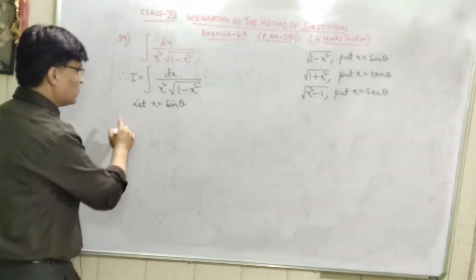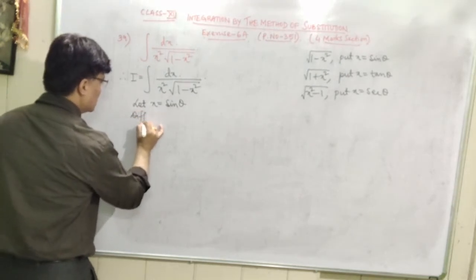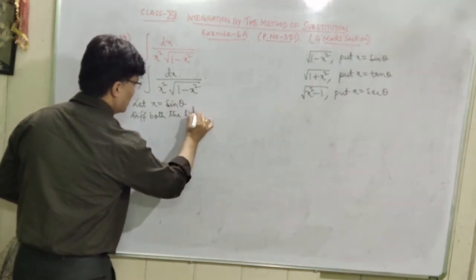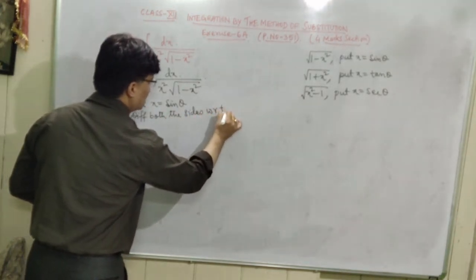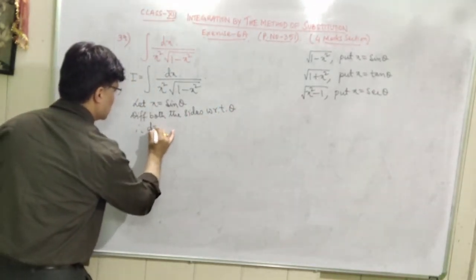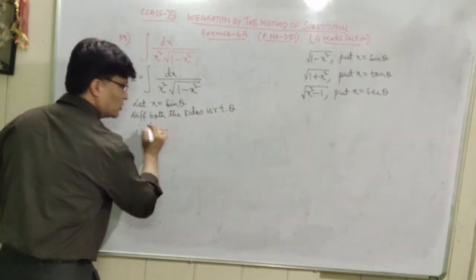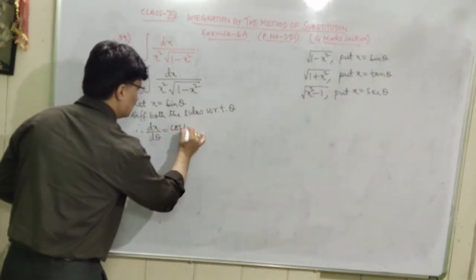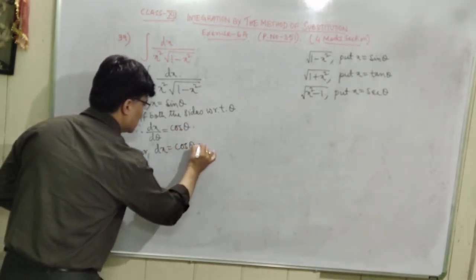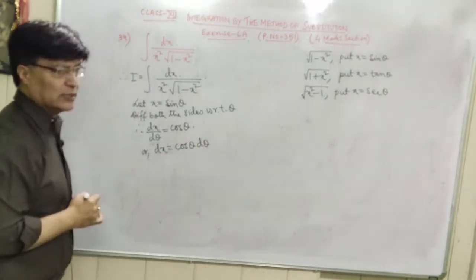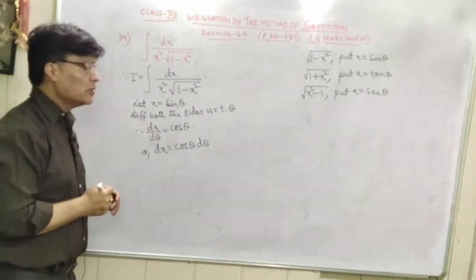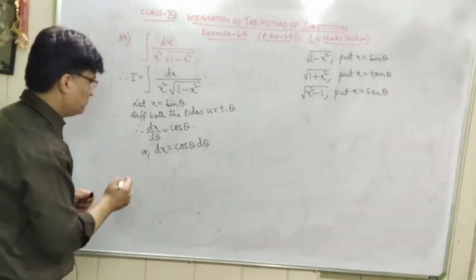Now let us differentiate both the sides with respect to theta. Therefore dx by d theta is equal to, what is d by d theta of sine theta? It is cos theta. Now you can do cross multiplication. So dx is equal to cos theta d theta. So let us put these values in I.